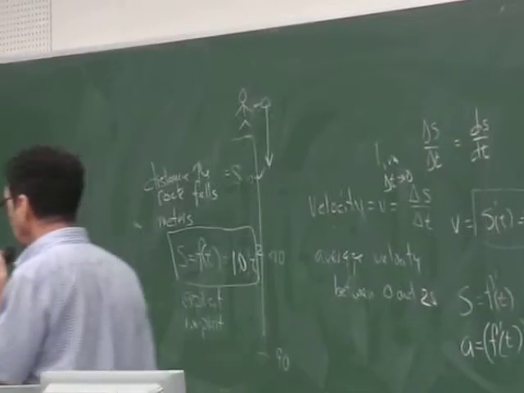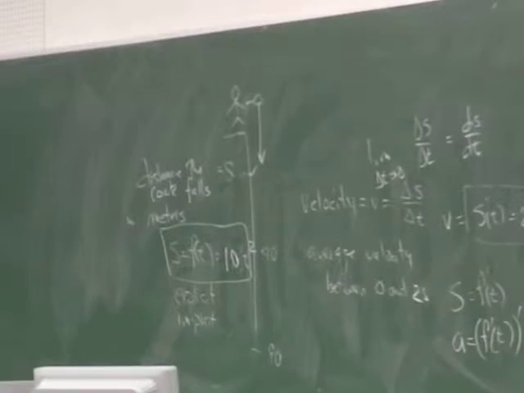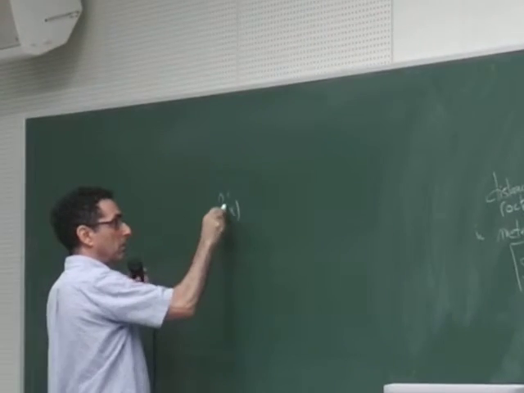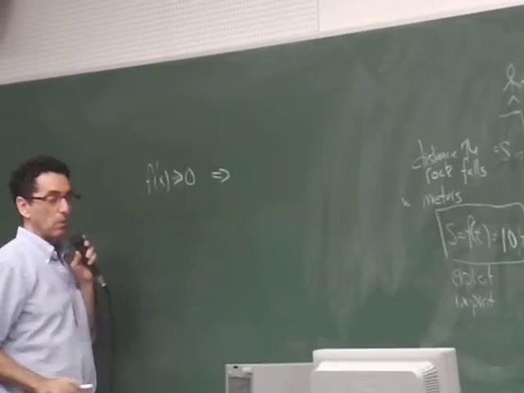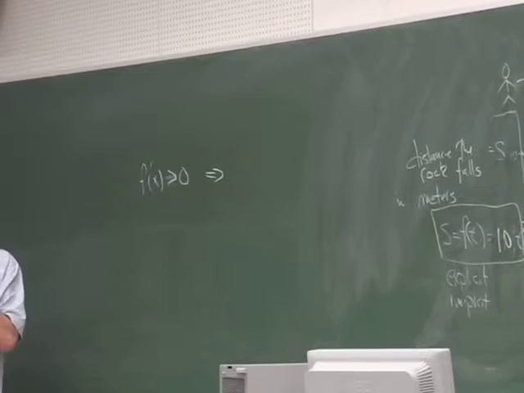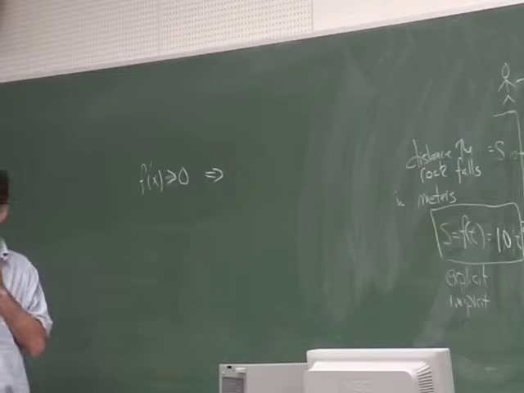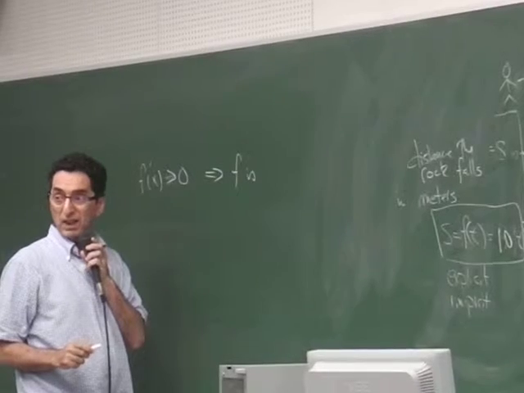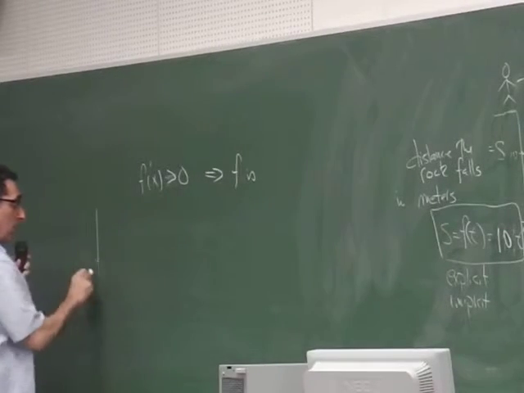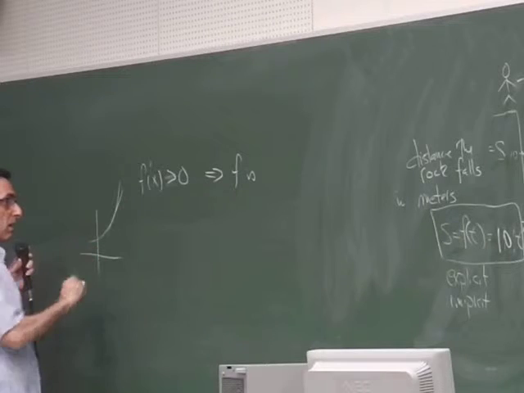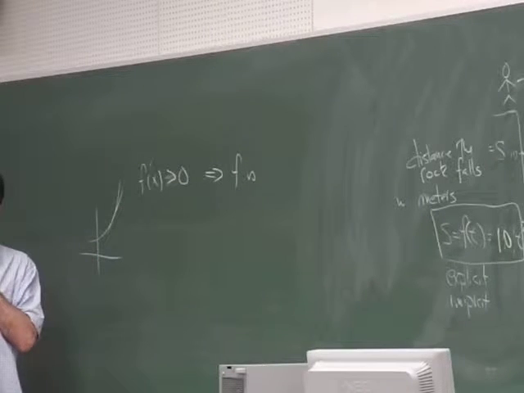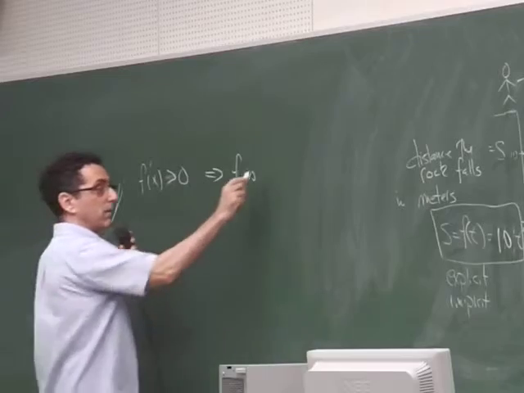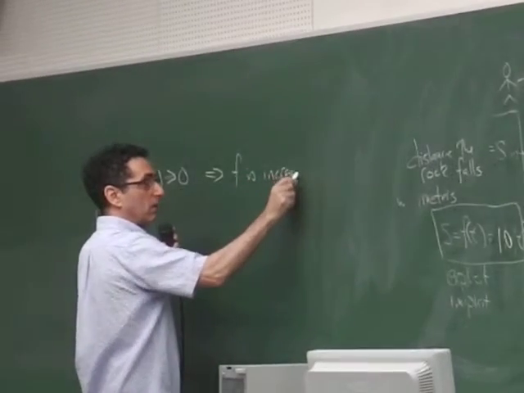Now, very quickly, something that's not so easy is the following. Remember, if f prime is greater than 0, that means what? The function is increasing or decreasing? F is increasing, right? If the derivative of a function is positive, that means the function is increasing, right?